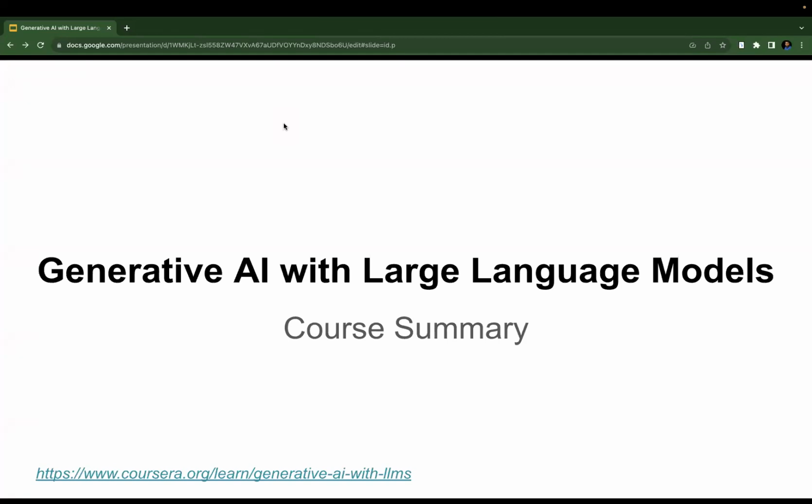LLMs and generative AI are fast moving areas. So many topics are still under active research. Nevertheless, the course introduces a lot of jargon and keywords related to the subject. Let's get started.